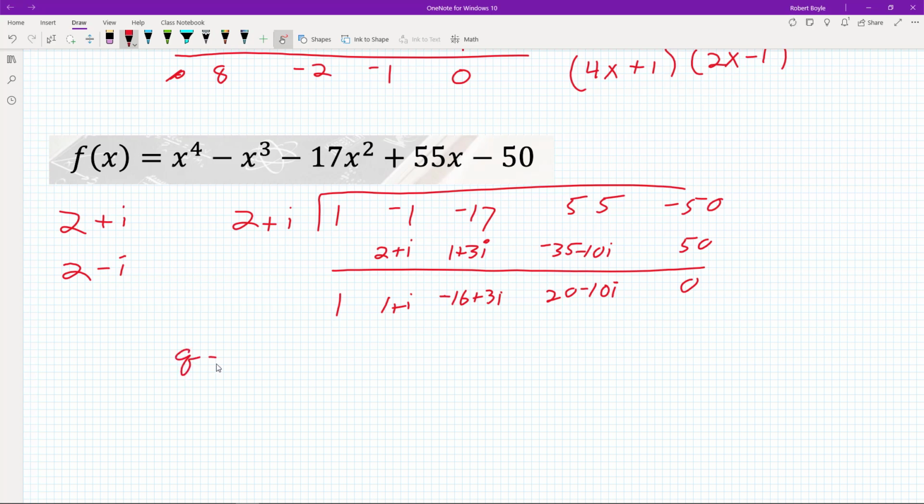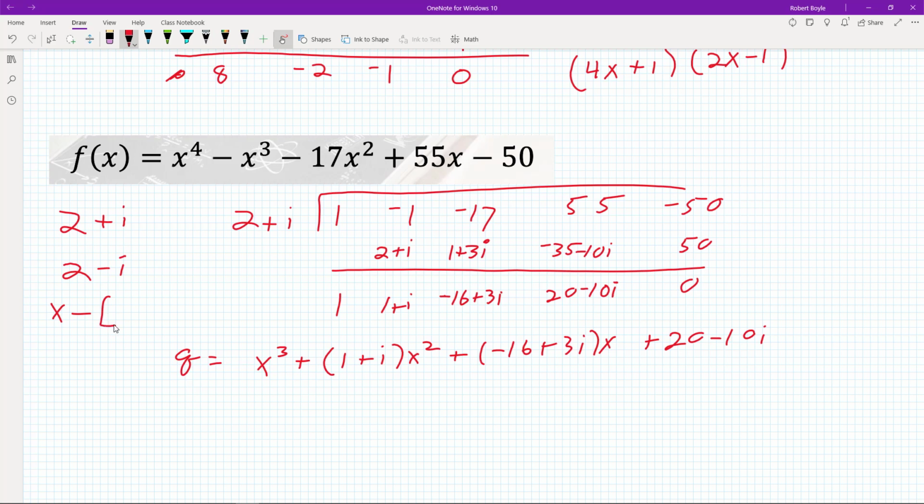But most importantly, we have our new quotient. Our new quotient is going to be x cubed plus the quantity 1 plus I times x squared plus the quantity -16 plus 3I x plus 20 minus 10I. And now x minus the quantity 2 minus I, since it is a factor of f of x, should also be a factor of q of x.